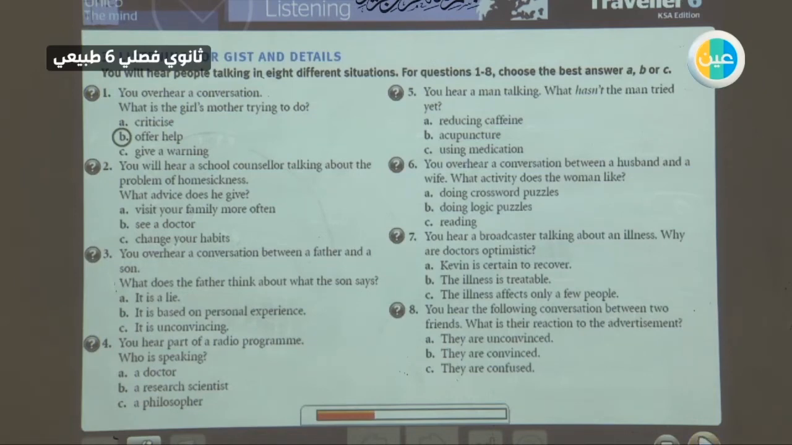3. Okay, so what advice does he give? Visit your family more often, see a doctor, or change your habit. So the answer is change your habit. Number 3.